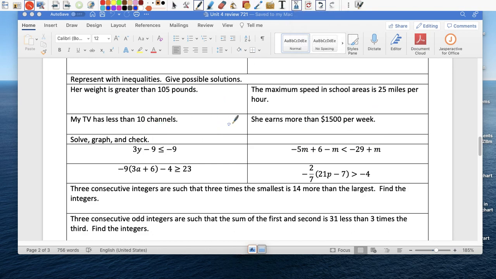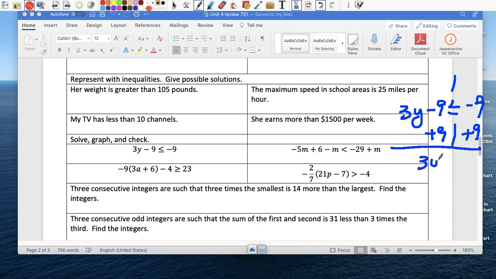Inequalities, careful. It's the same thing, except there's a couple of things that you have to be careful with. So let's do the first one over here. 3y minus 9 less or equal to negative 9. Again, same thing. Well, if you want, just to remind yourself, there's a left side and the right side. Plus 9 on both sides. We get 3y less or equal to 0. Divide both sides by 3. Y is less or equal to 0.